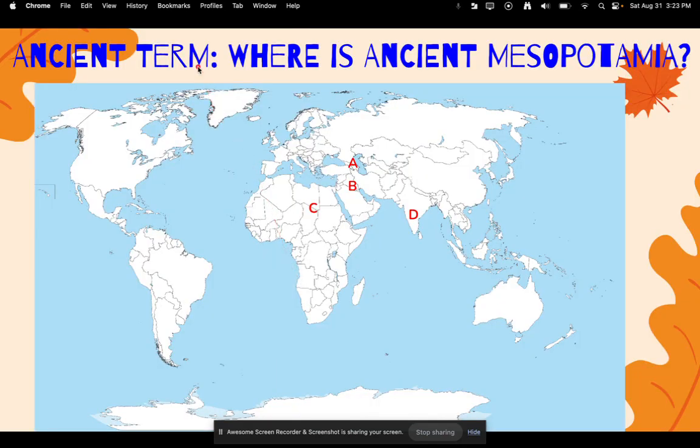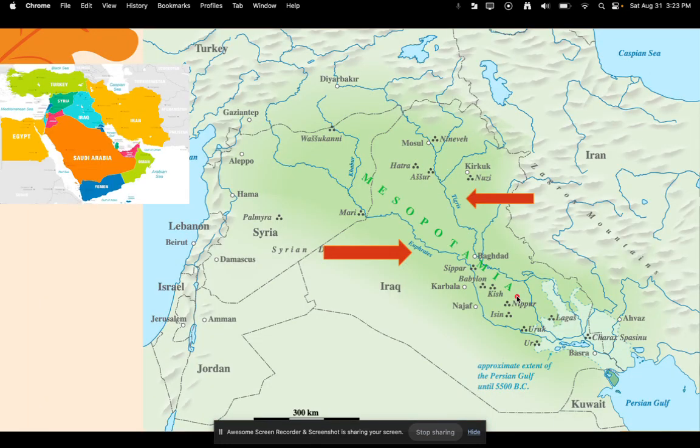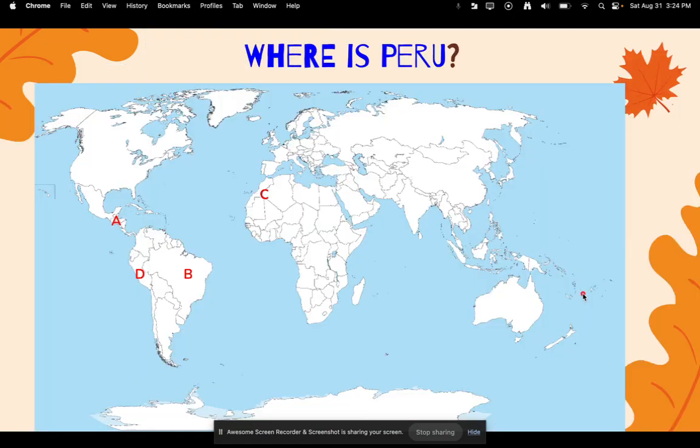Where is ancient Mesopotamia? Yeah, it is going to be B. It is also located in the Middle East. I told you the Middle East has a lot of really important ancient terms. Mesopotamia is more specifically in what would be the modern day countries of Kuwait and Iraq. It is along two super important rivers. One river is called the Tigris, the other is called the Euphrates. Together, these two rivers supported the most ancient of human civilizations. We'll talk more about that later.